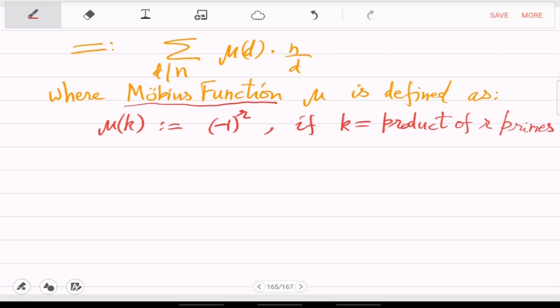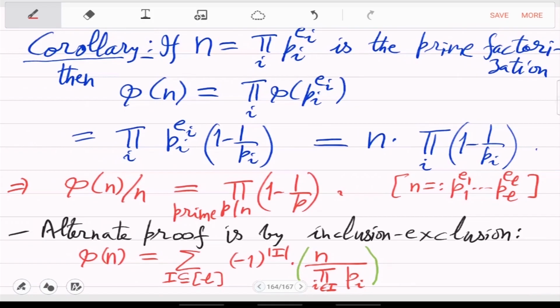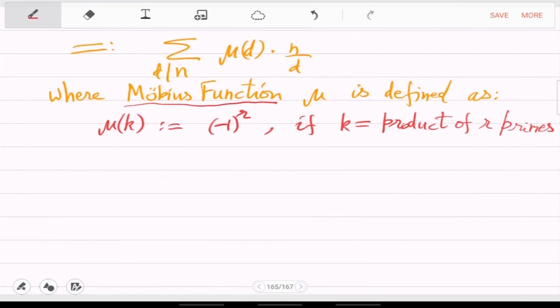If k is of that form, like it was in this denominator where you had a product of pi's, so if d is of that form, then it gives the correct sign, which is -1 to the number of primes. That's the motivating case of mu that we are interested in. Everything else it sets to 0. So it's 0 otherwise, basically.